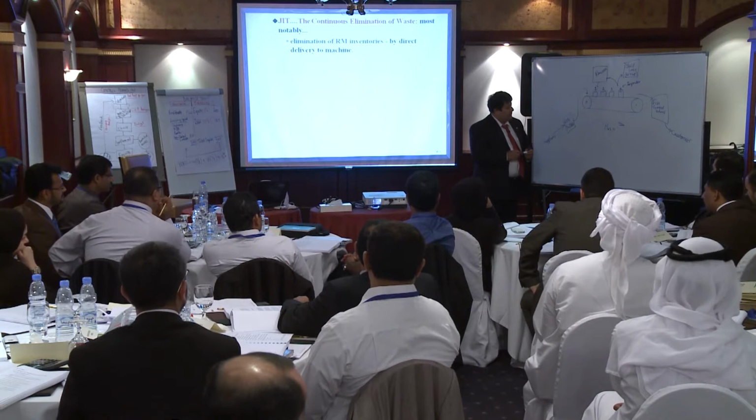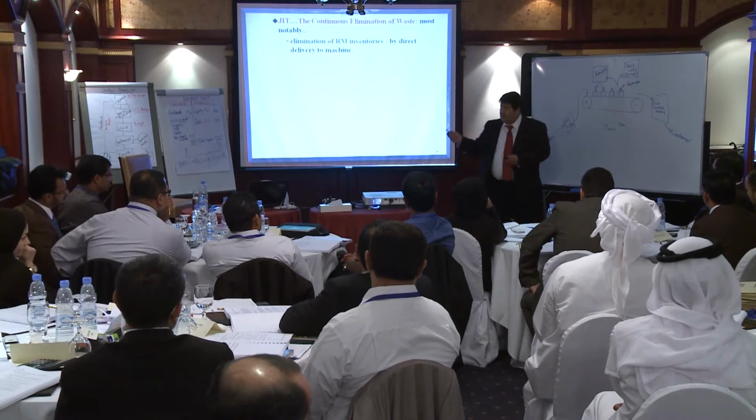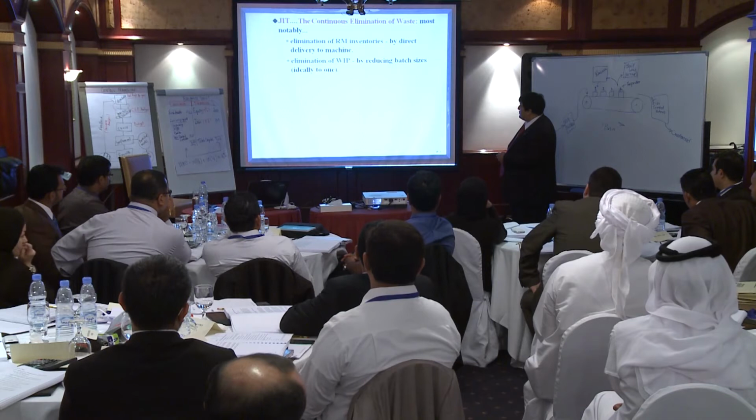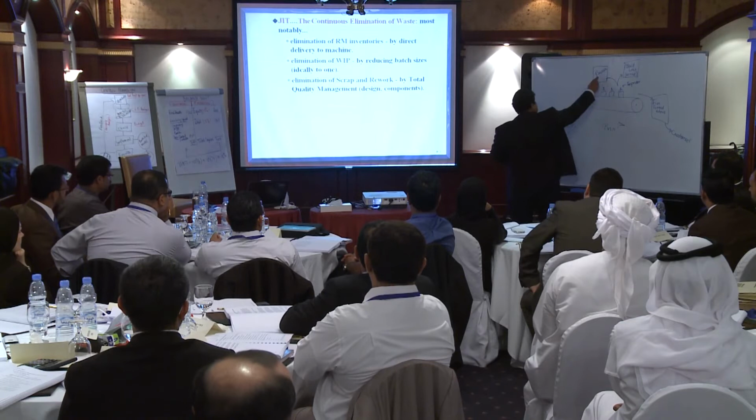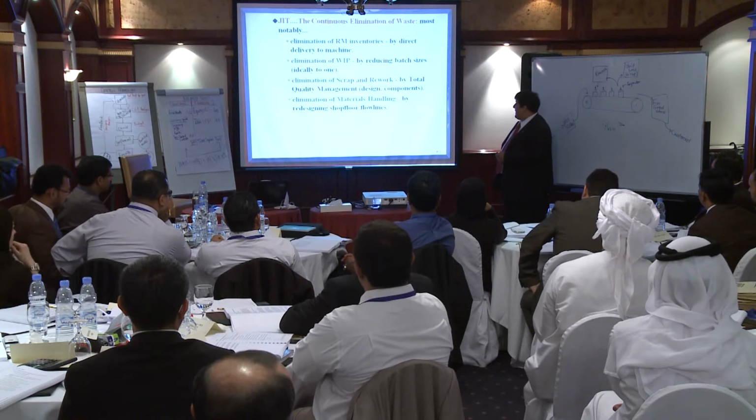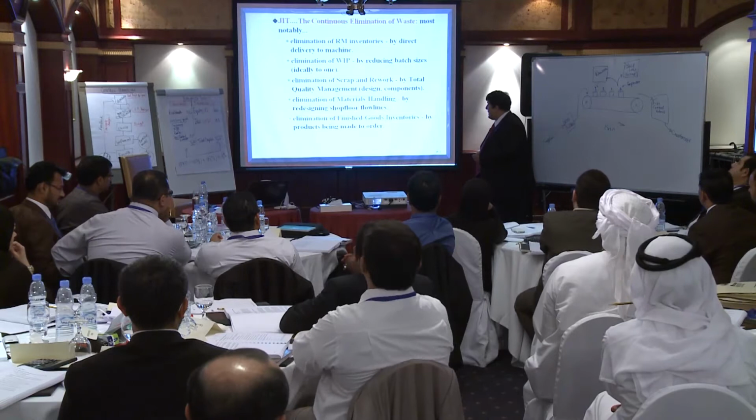Now you will see the thing that happens in JIT is that they actually try to eliminate raw material inventories by direct delivery to the machine. Elimination of work in process by reducing batch sizes ideally to one through flexible manufacturing systems. Elimination of scrap and rework by total quality. These two are eliminated by very good quality management. Elimination of material handling by redesigning the shop floor lines. And elimination of finished goods inventories by products being made to order.